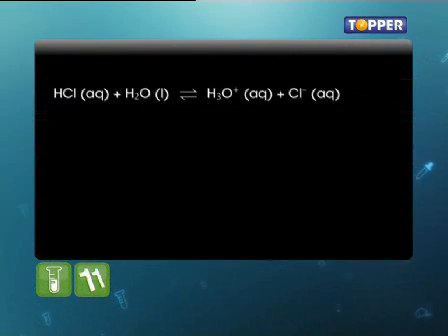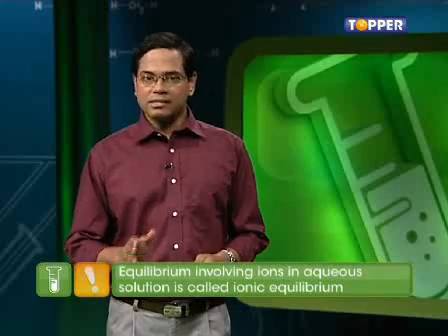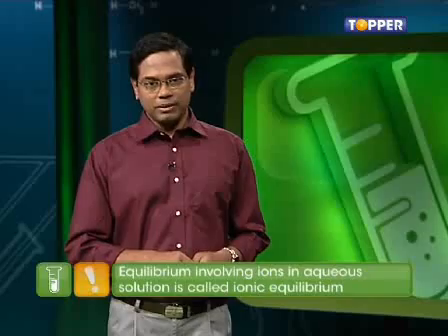Let me explain this with an example. An aqueous solution of HCl will ionize almost completely into hydronium and chloride ions. Hence, it is a strong electrolyte. In case of acetic acid, only partial ionization takes place. Only a part of it ionizes and the rest remains unionized as a molecule. This is because an equilibrium is established between the ions and unionized molecules. This type of equilibrium involving ions and unionized molecules in aqueous solution is called an ionic equilibrium.